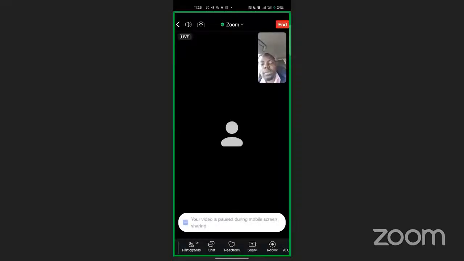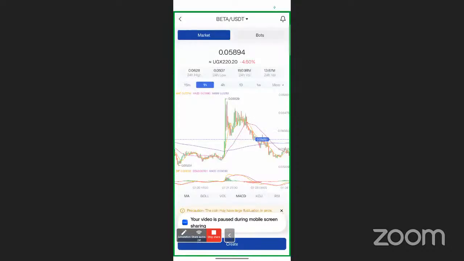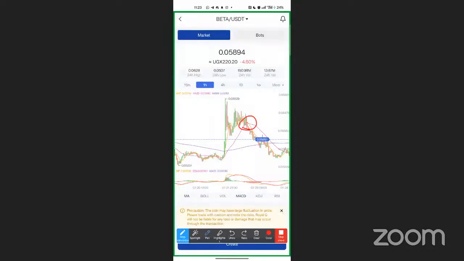Show me one example of a death cross. It is here. A 25 moving average crosses a 7 moving average. It's a death cross. Next.